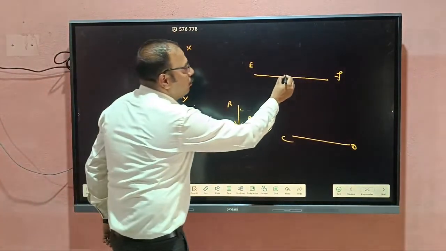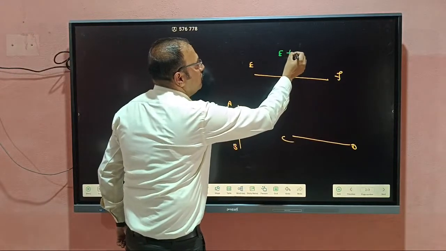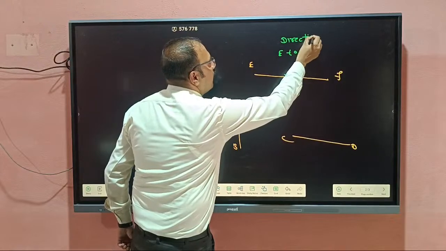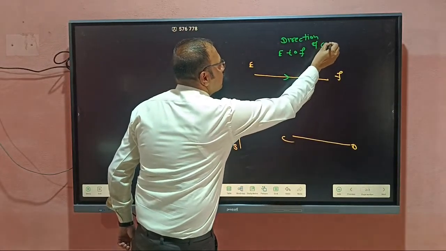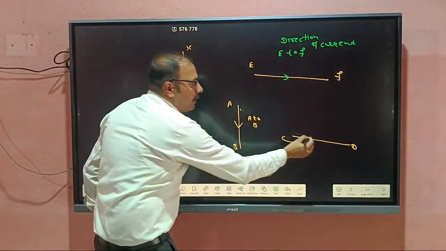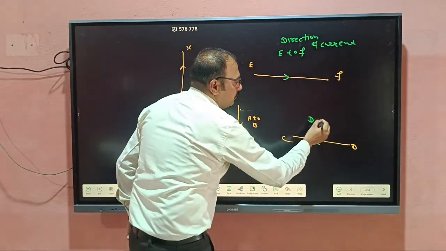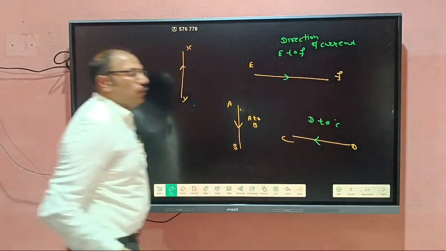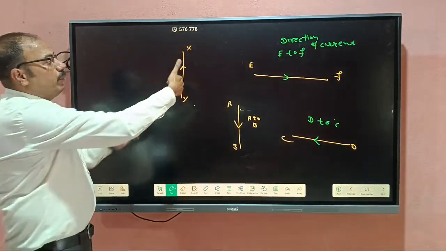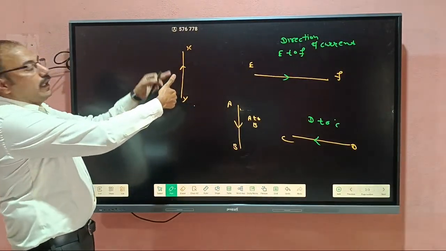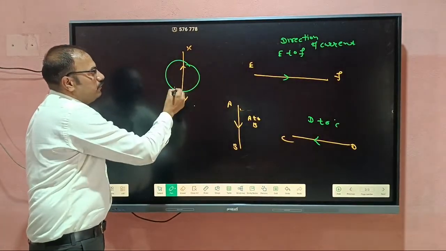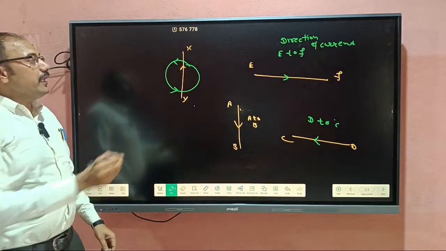And here, what is E to F? And here the direction of current is from D to C. So how do we find the magnetic field here? This is your right hand rule. Place your thumb in the direction of the conductor and close your fingers. So here the direction of the magnetic field is this. This is anti-clockwise.